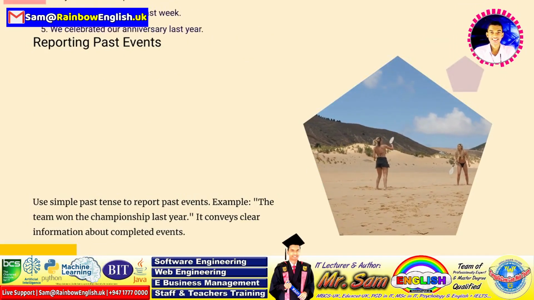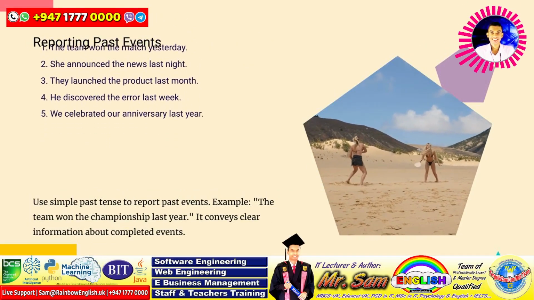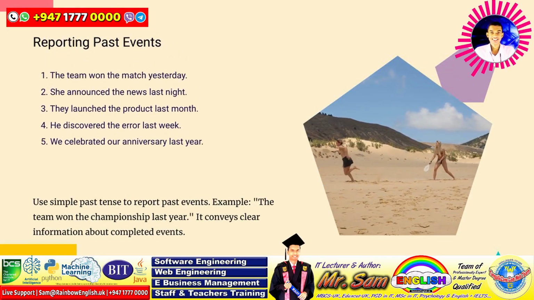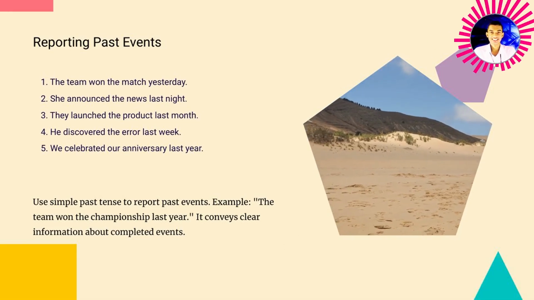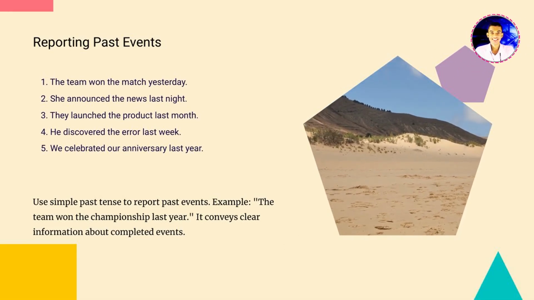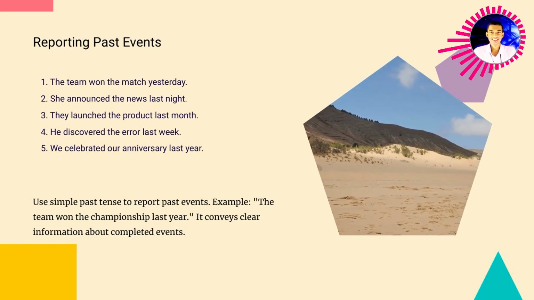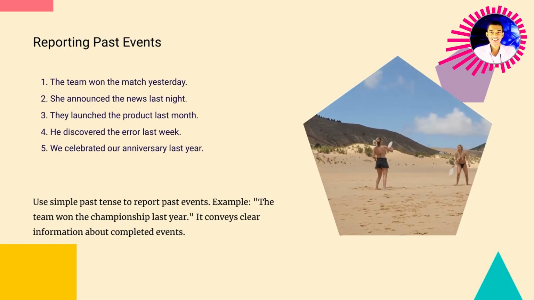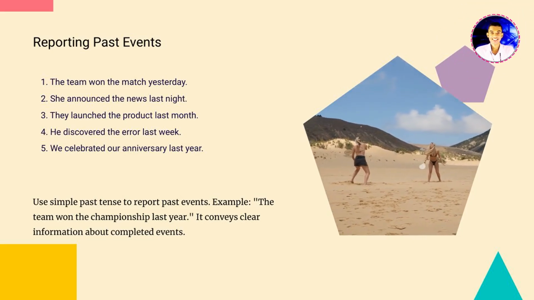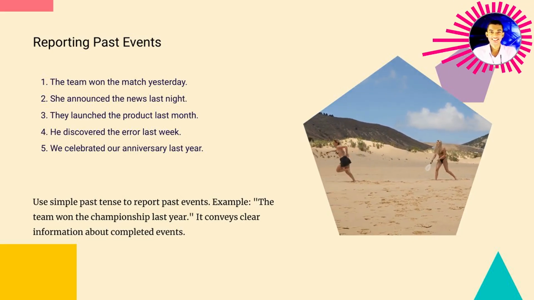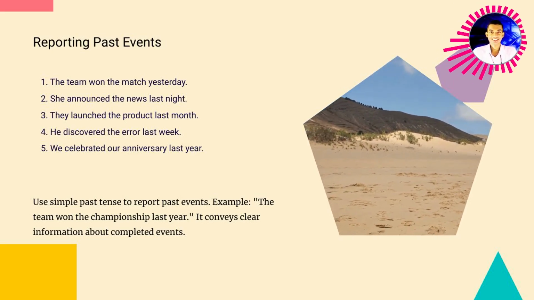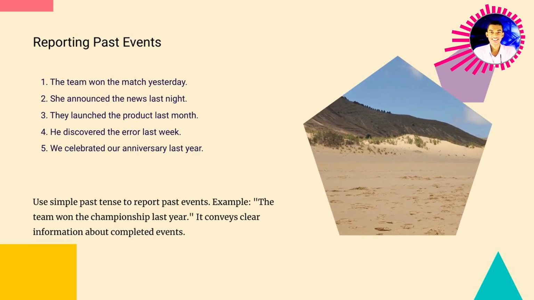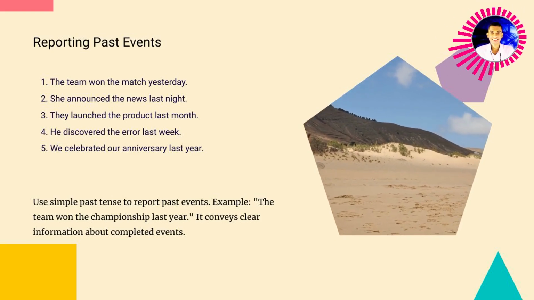The simple past tense is often used to report past events, especially in news and conversations. When talking about what happened at a specific time, use the simple past. For example, the team won the championship last year, or she announced her retirement yesterday. This tense provides clear information about events that have been completed. Using the simple past in reporting helps convey facts and details accurately.